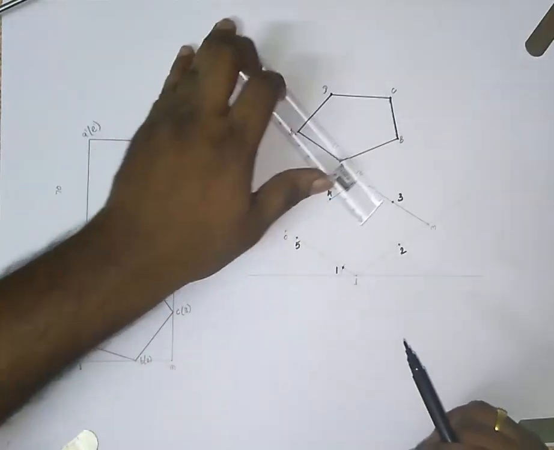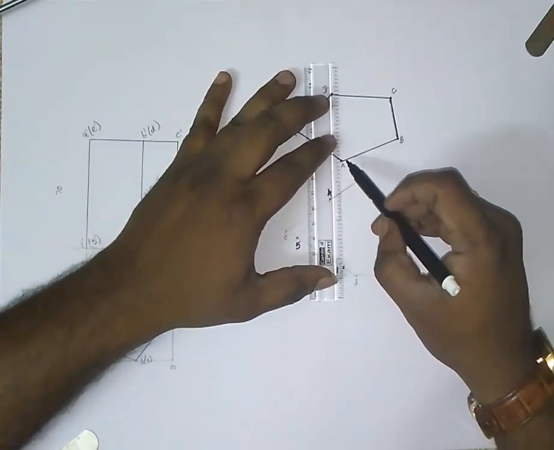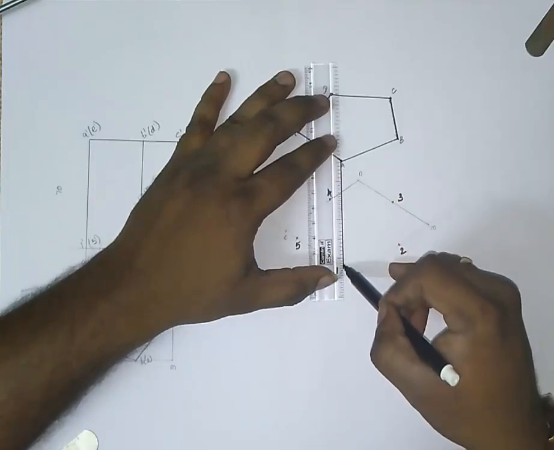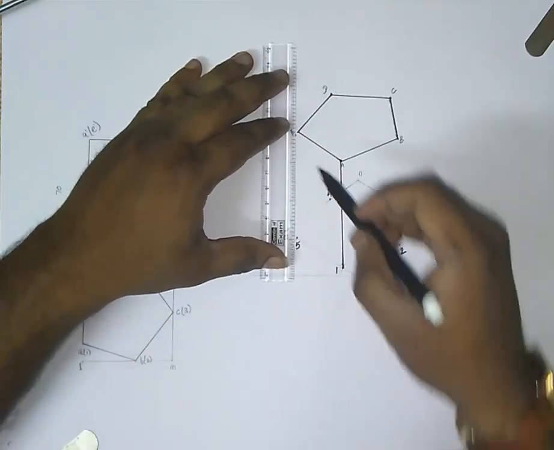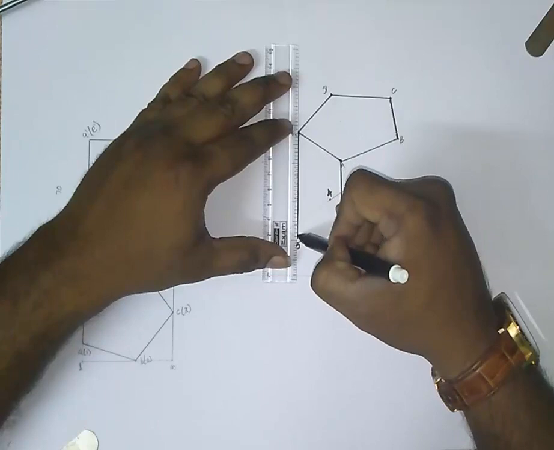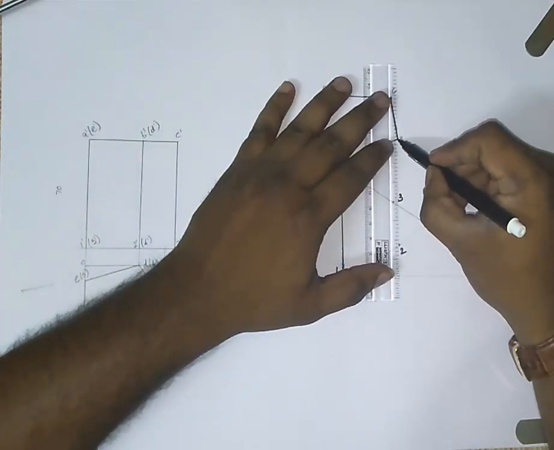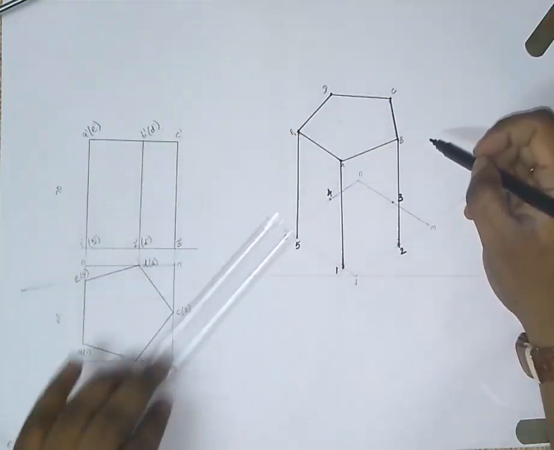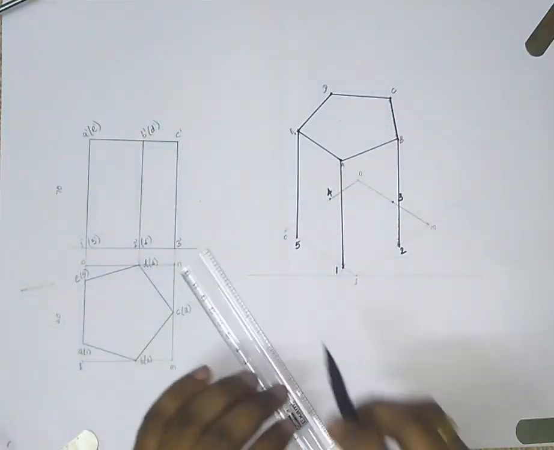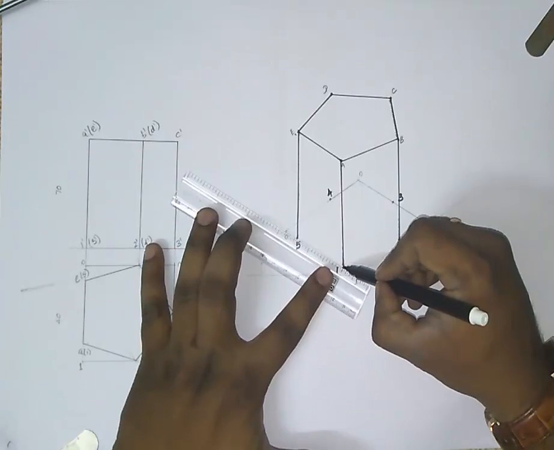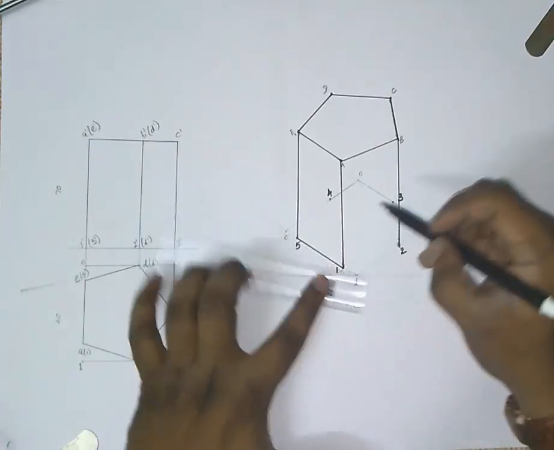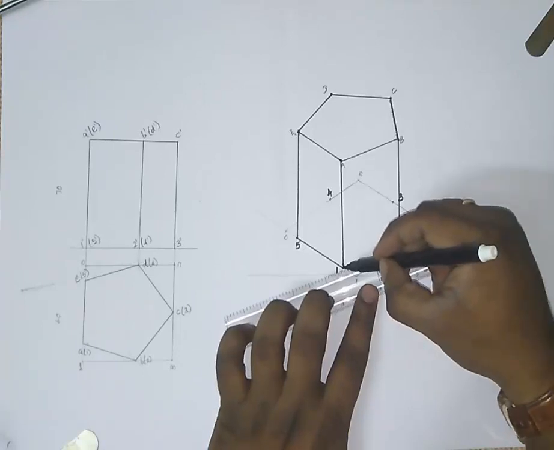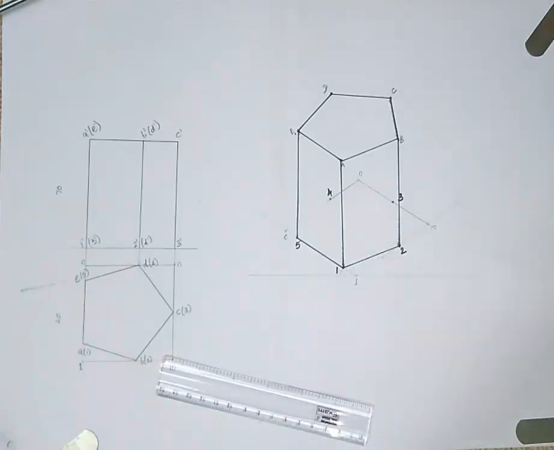From point A, draw the vertical line, that is your longer edge. So from point A it is 1A. From point E it is 5E. From point B it is 2B. Okay, like this. Then connect all these longer edges like this to finish the isometric view. So this is your final isometric drawing.